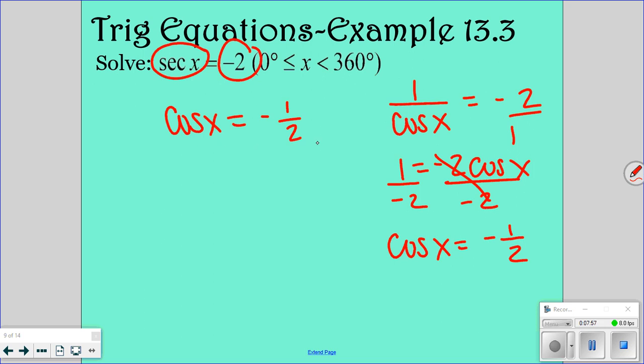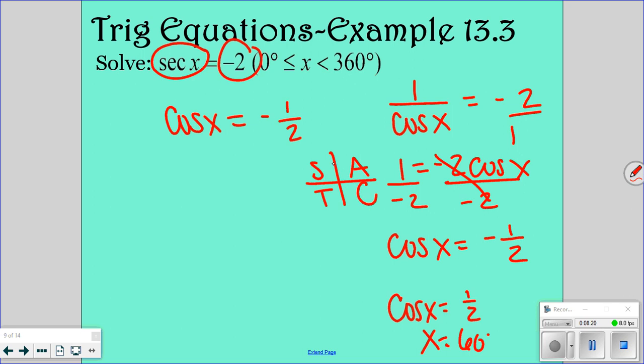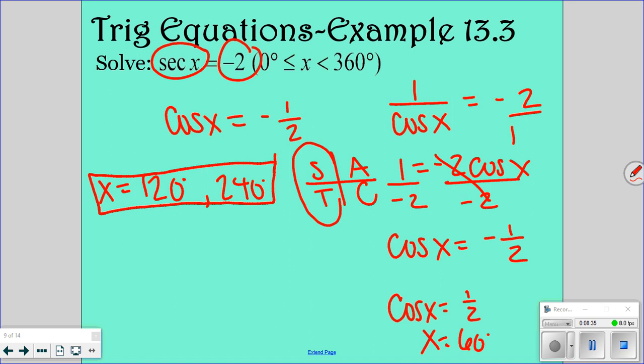And so then we're looking for everywhere in between 0 and 360 where cosine equals a negative 1/2. So cosine of x equals a positive 1/2 when x is 60 degrees. But we're looking at negative 1/2. Cosine is negative in, let's go back to this real quick. It's going to be negative in the second and third quadrants. And so a 60-degree angle in the second quadrant would be 120, and in the third quadrant would be 240. And so that would be your answer, 120 and 240.